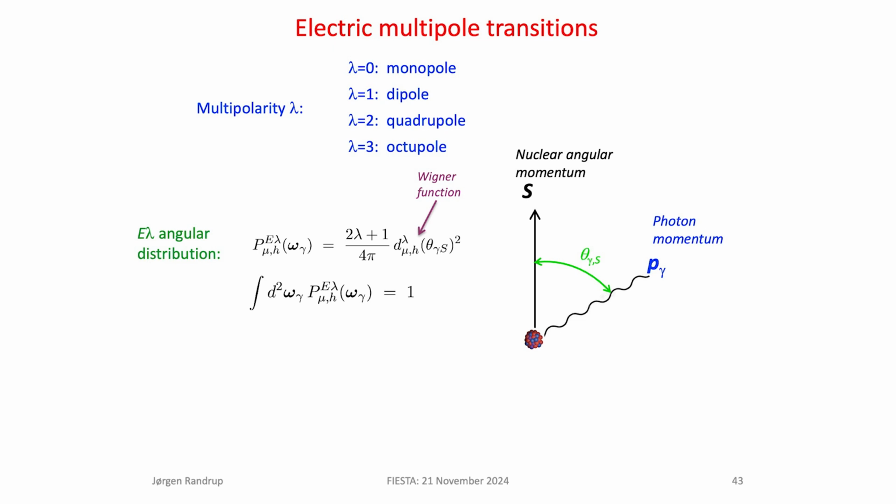So just a little bit of the theory. You have different multipolarities. You can have monopole, dipole transitions, and so on. You can also have magnetic multipole transitions. M1, for example, plays a role, but I'm not going to talk about that. Generally speaking, we know the angular distribution of such a multipole transition. It's given relative to the angle relative to the spin direction of the nucleus.